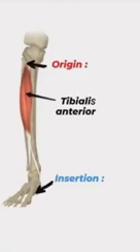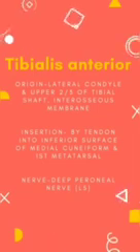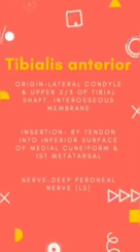Tibialis anterior. It originates from the lateral condyle and upper two-thirds of the tibial shaft and interosseous membrane. It is inserted by the tendon into the inferior surface of the medial cuneiform and first metatarsal. It is supplied by the deep peroneal nerve at fifth lumbar.